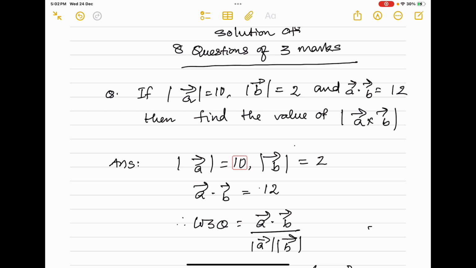So to get this value, we want to find out value of sine theta. But the question is given A dot B. A dot B, mod A and mod B. From A dot B, what can we find out? Cos theta. So first we find out cos theta, then find the sine theta. So mod vector A equal to 10, mod vector B equal to 2, A dot B equal to 12, these are given. Then cos theta equal to A dot B divided by mod A mod B.